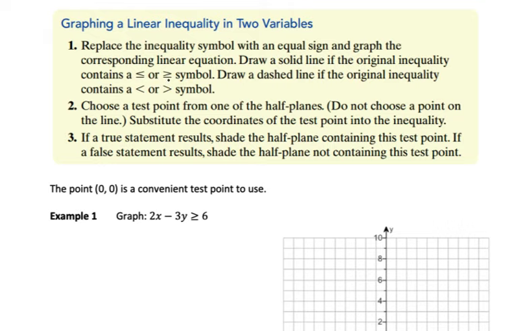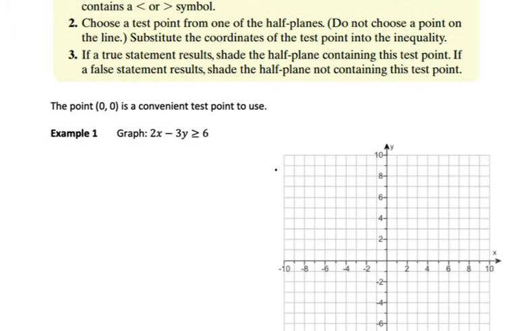In that case, we use a solid line. If it's less than or greater than, without the little line underneath that means equal to, then we use a dash line. And the dash line means that the line itself is not included. Then what this does is it divides the coordinate plane into what are called two half planes. So you can think of the line as dividing our xy axis into two parts.